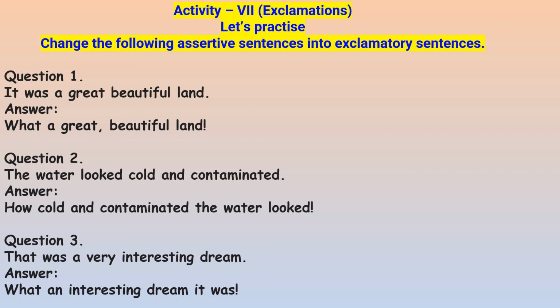It was a great beautiful land. It is an assertive sentence, or declarative sentence, or a statement. This can be converted into an exclamatory sentence: what a great beautiful land. The water looked cold and contaminated. How and what are the words used to change it into exclamatory. How cold and contaminated the water looked.